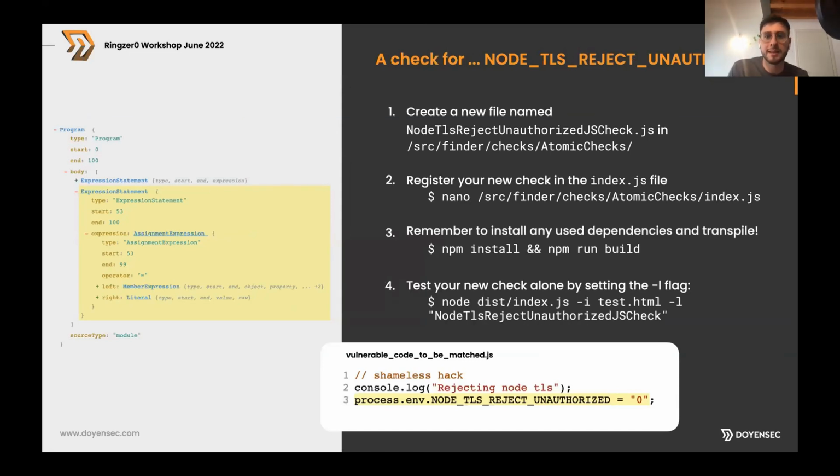We'll begin by creating a new check file in the source directory, finder checks, atomic checks, and adding it to the index.js of the same folder. We can then write our check for the unsafe setting using the example check for open item from the slides that we built together earlier. And once you're done, you can test again the check by using the -l flag. So let's try to do it.